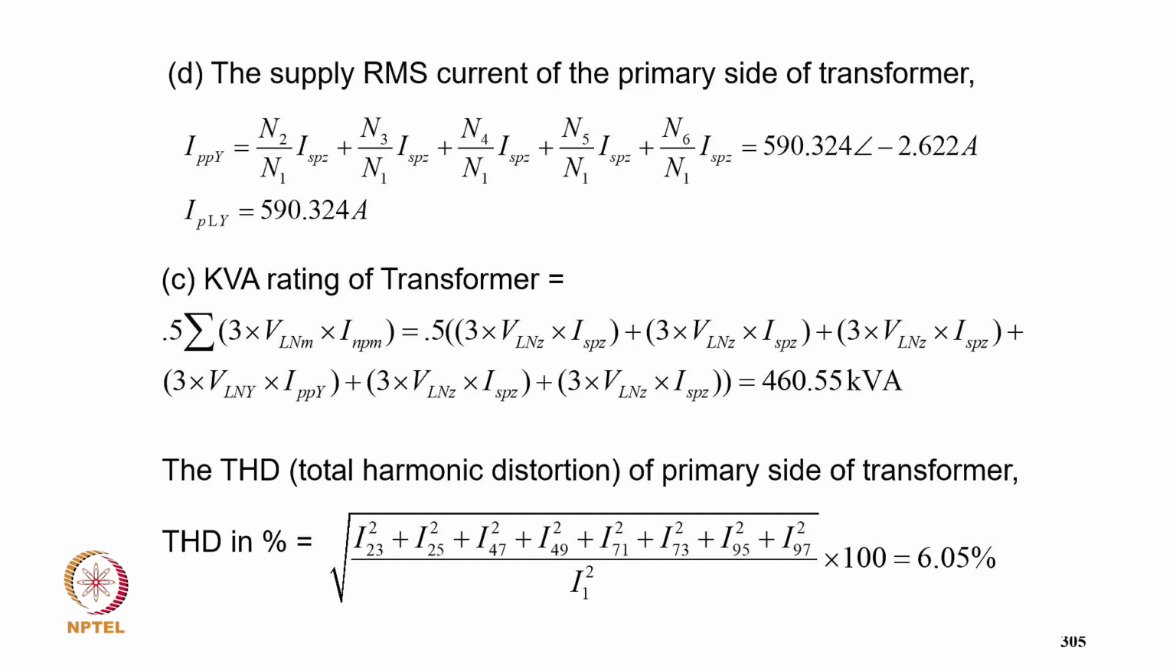And coming to the supply current RMS calculation, we have IPPY equal to N2 upon N1 IPZ, N3 upon N1 IPZ, N4 upon N1 IPZ, N5 upon N1 IPZ and N6 upon N1 IPZ. The value comes to 590.32 at the angle minus 2.622 ampere, and the kVA rating is 0.53 into VLN. Putting in all the values, it comes to 460.55 kVA, and the THD of the primary side of the transformer, taking all the harmonics 23, 25, 47, 49, 71, 73, 95, 97 by I1 square, comes to 605%.